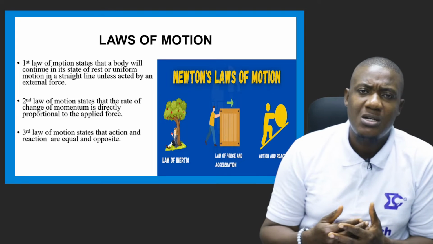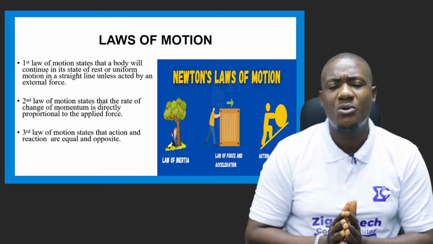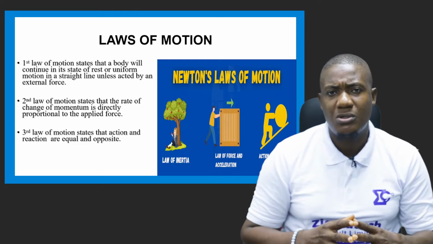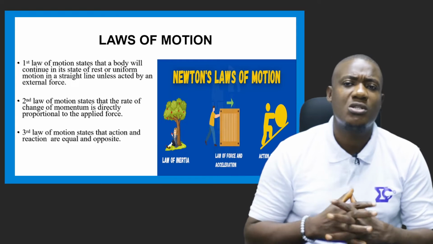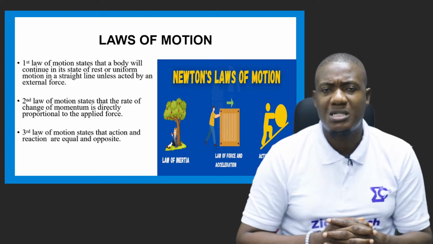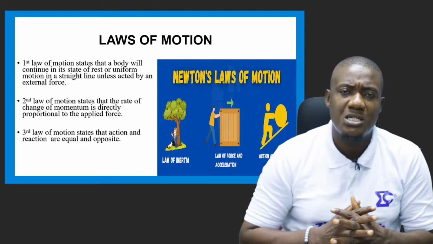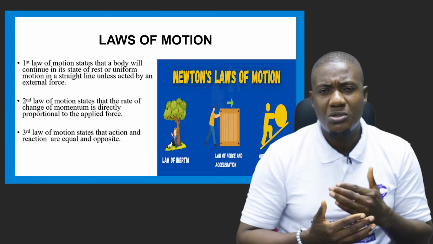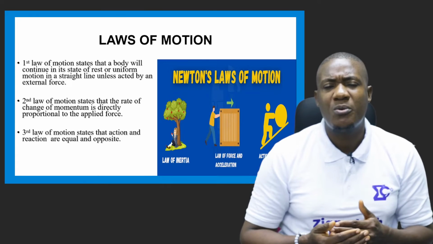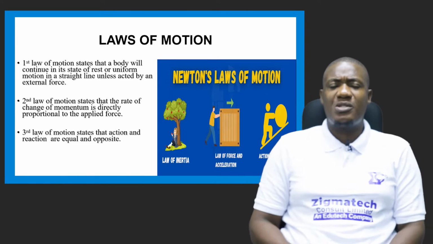Newton's first law of motion simply states that a body will continue to be in a state of rest or uniform motion in a straight line unless it is acted upon by an external force. So this law is otherwise called the law of inertia. Inertia here in this case is the reluctance of a body to change its position of rest or position of motion.